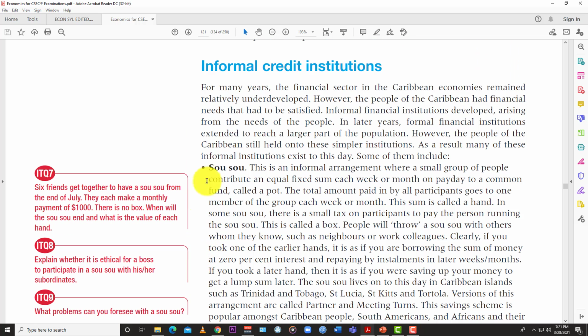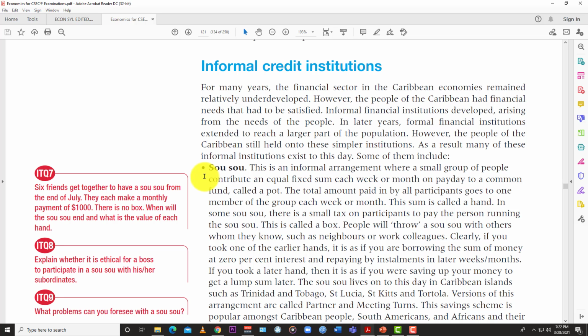We have what you call the susu. That's another way of saving money, or in other countries they call it the partner hand, or the susu. This is an informal arrangement between a small group of people who contribute an equal fixed sum each week or month on payday to a common fund called a pot. And then every so often, maybe every week, every month, somebody gets that pot and it goes around until everybody would have gotten from that pot and they start again, right?